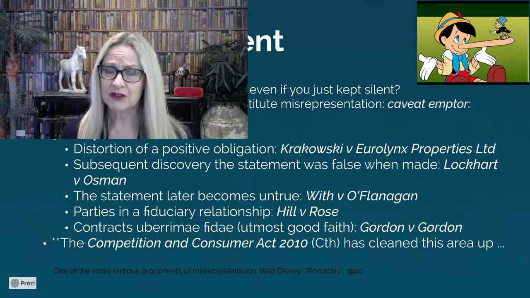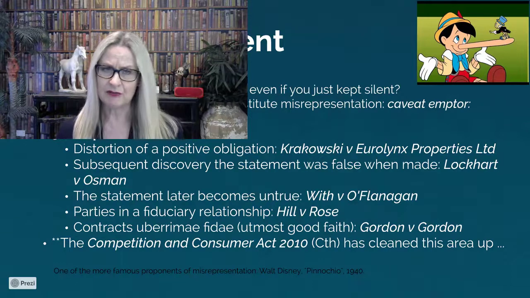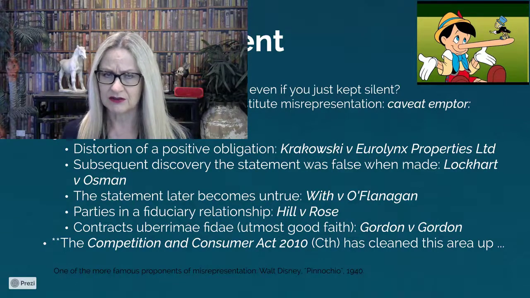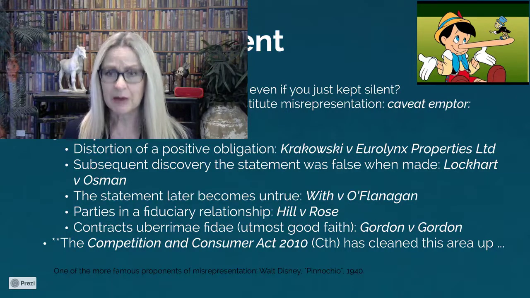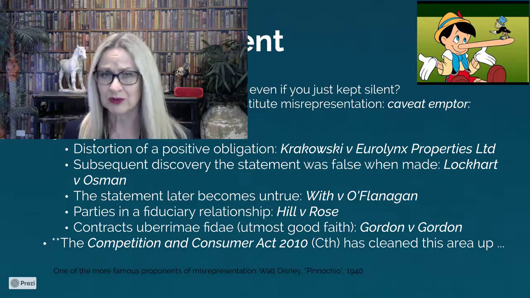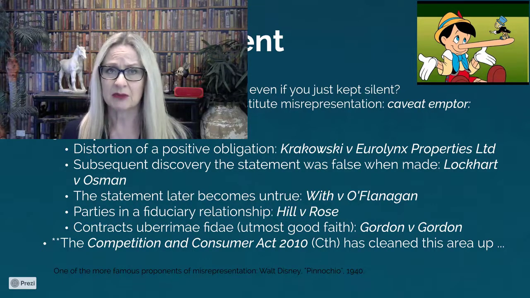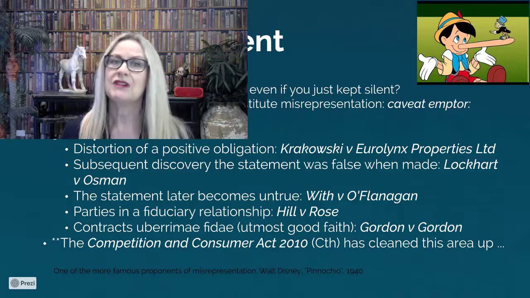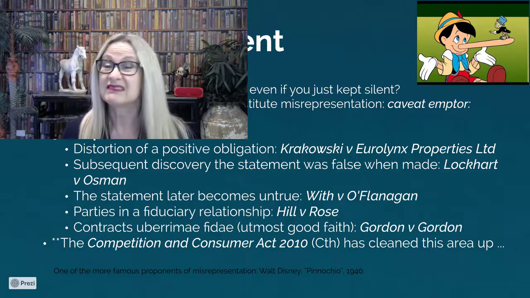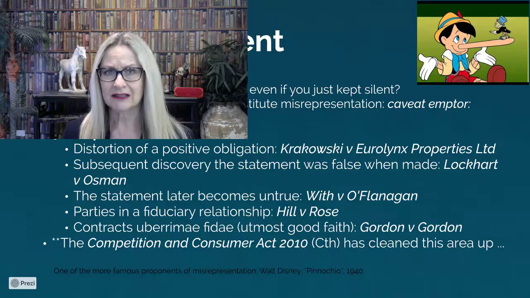Next, you might find that there is a subsequent discovery after you've made whatever statement you've made originally, and then you've just kept quiet, even though you've subsequently found out that the statement was false. Okay, so you can't make a statement that's designed to get someone into a contract, then find out that whatever you've said is wrong, and then just keep mum. Okay, hope that they don't find out. You need to speak up in that kind of circumstance, and Lockhart and Osmond is the case that you're looking for there.